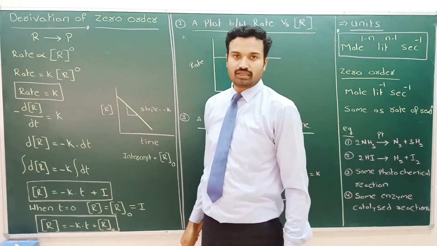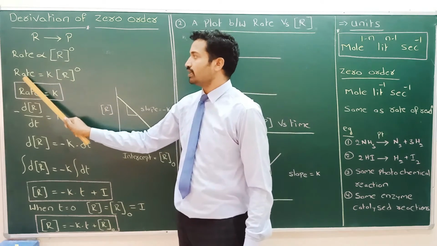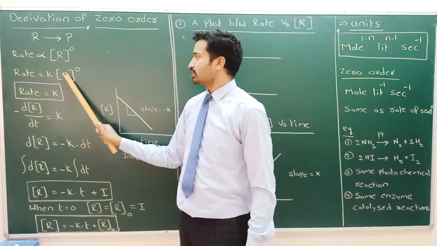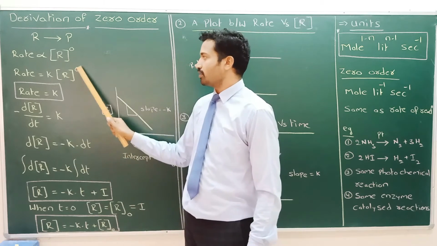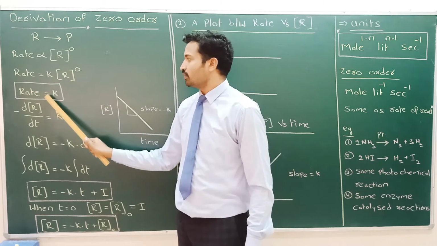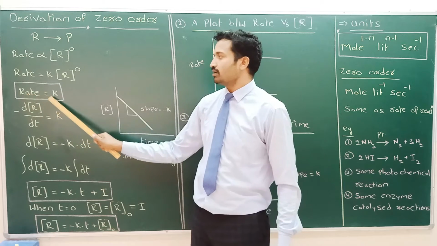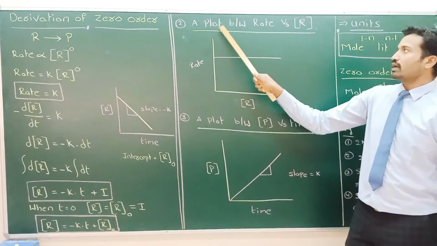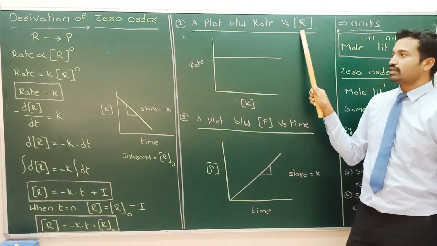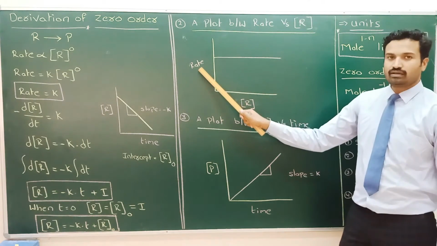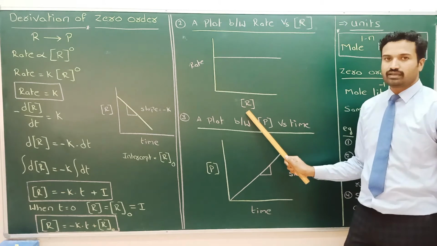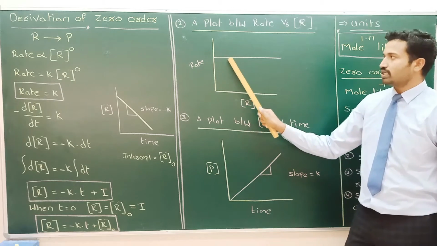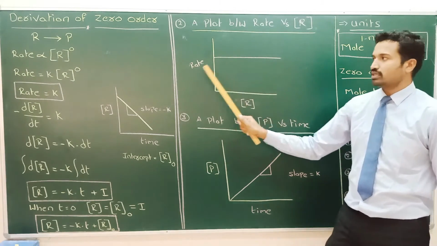That means the rate of reaction is independent of the concentration of reactant, since it is reactant to the power of 0. Then rate is equal to K. So the rate of reaction is always constant. About this, you see the graph: rate of reaction versus concentration of reactant, with rate on the y-axis and concentration of reactant on the x-axis. As the concentration increases or decreases, there is no change in the rate. Rate is constant.